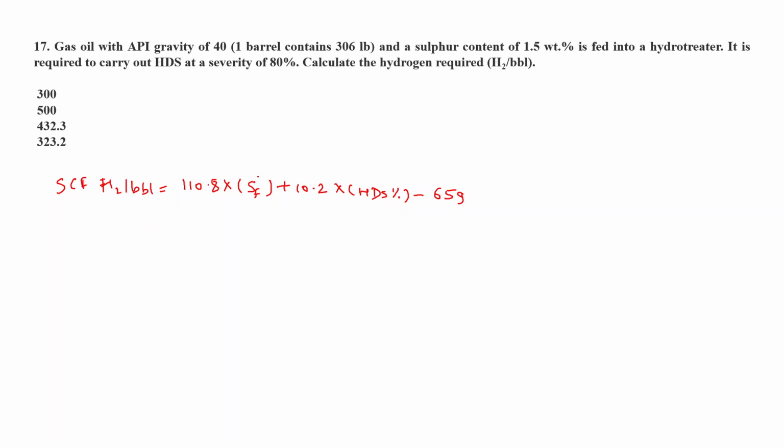It is given in the question. This is the percentage of sulfur content and this is the degree of severity. So after putting the values from the question, it will be 110.8 into 1.5 plus 10.2 into 80 minus 659. After solving, we get 323.2 SCF per barrel. So the answer is 323.3 SCF per barrel.